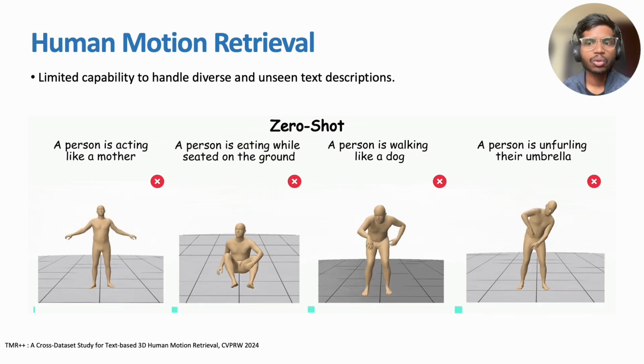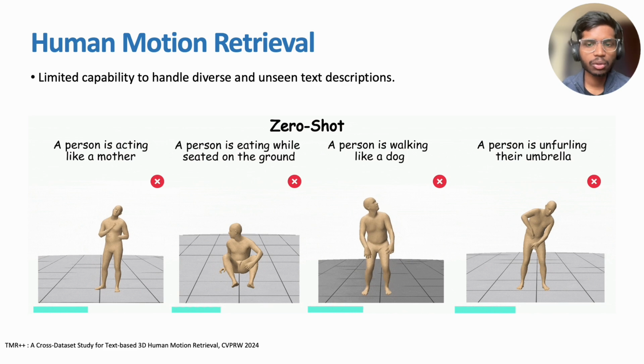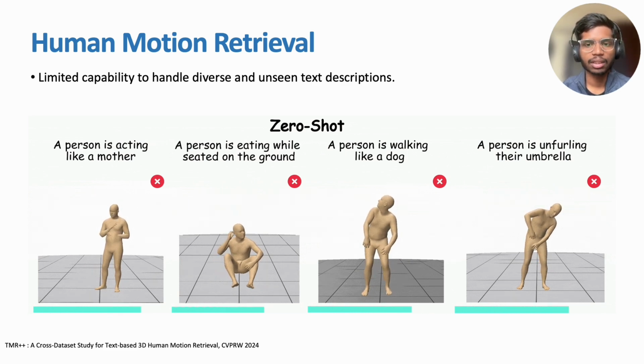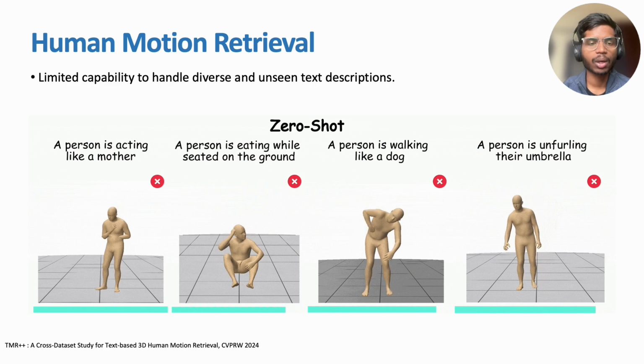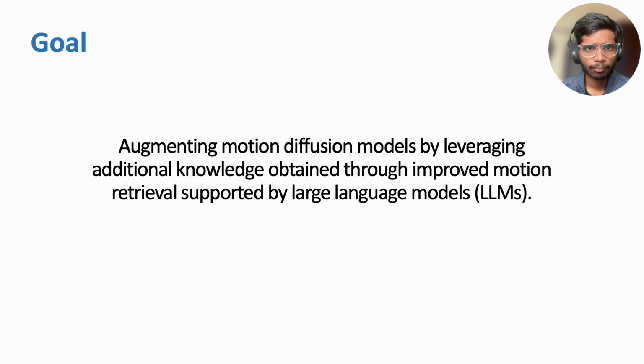As a result, there is no effective motion retrieval method that can be seamlessly incorporated into the motion generation process to ensure scalability, diversity, and enhanced performance across a wide range of text inputs. Our goal is to develop an enhanced motion retrieval strategy that efficiently serves as an additional knowledge engine for motion diffusion models, improving their performance and adaptability across the language space.